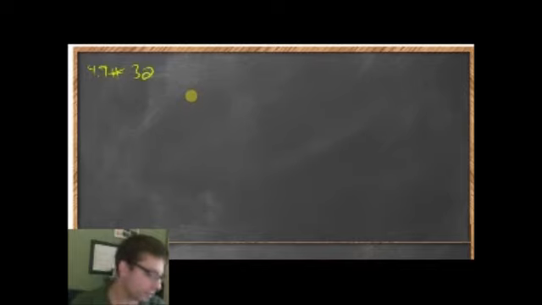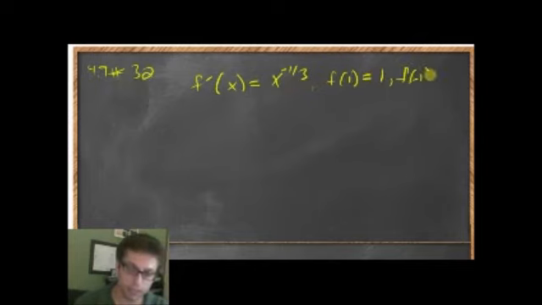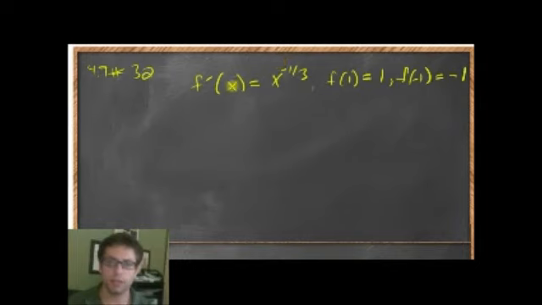So number 32, 4.9. What you're doing, you're given f prime of x, which is x to the negative 1/3. And we're given that f of 1 is 1, and that f of negative 1 is negative 1. The reason they're giving it to you like this is because this function does not exist at 0.